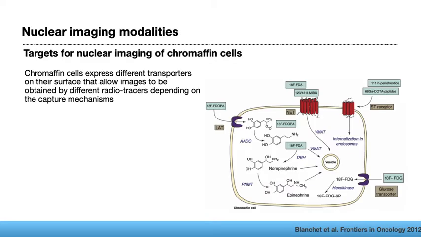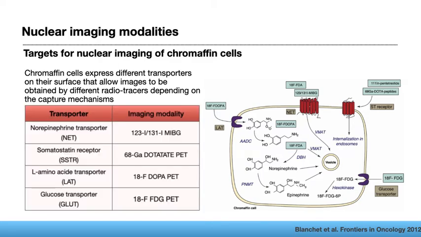Before I explain different nuclear imaging modalities, I'll go through the targets for nuclear imaging of chromaffin cells. Chromaffin cells, as we see here in the image, express different transporters on their surface. These transporters may act as receptors or channels for different molecules. Labeling these molecules with radioactive substances has many diagnostic and therapeutic implications.